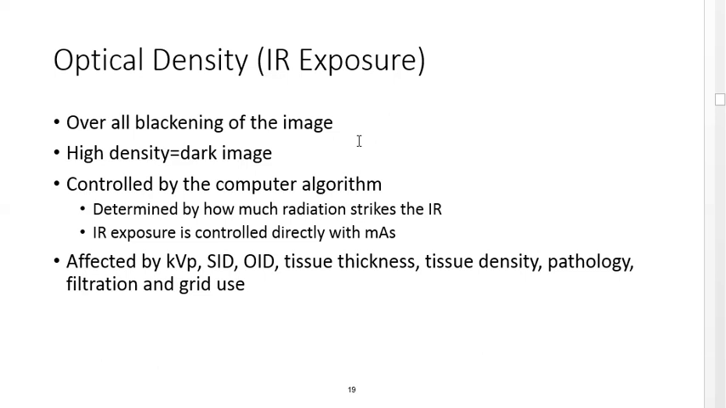As tissue thickness increases, then because of the increased absorption inside of the patient, we're going to have to increase mass. As tissue density increases, depending on, again, what's causing the tissue density, we may have to increase KVP, but most of the time we can increase mass. Pathology, if we have an additive condition, sometimes it's appropriate to increase KVP, but most of the time we can increase mass. As filtration increases, we increase mass. We introduce grids, we have to increase mass.